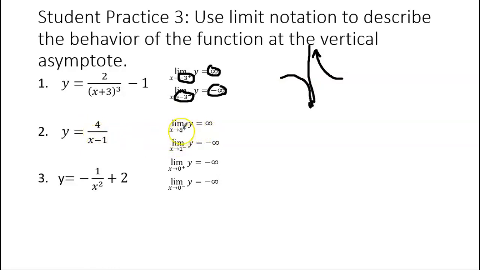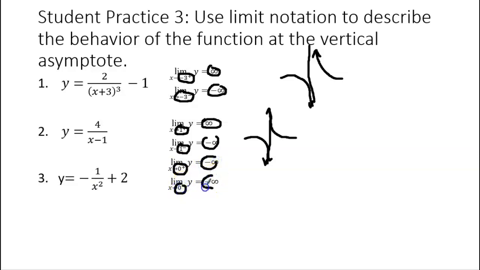As for the next one, it's actually the same. My asymptote is 1 though this time. So as I approach 1 from the right, it's up. And as I approach 1 from the left, it's down. And that's because the shape is the same. On the right side of my vertical asymptote of 1, it goes up. And on the left side of my vertical asymptote, it goes down. Then finally on number 3, the vertical asymptote is 0. So if I approach 0 from the right, it's negative infinity. And if I approach 0 from the left, it's also negative infinity.